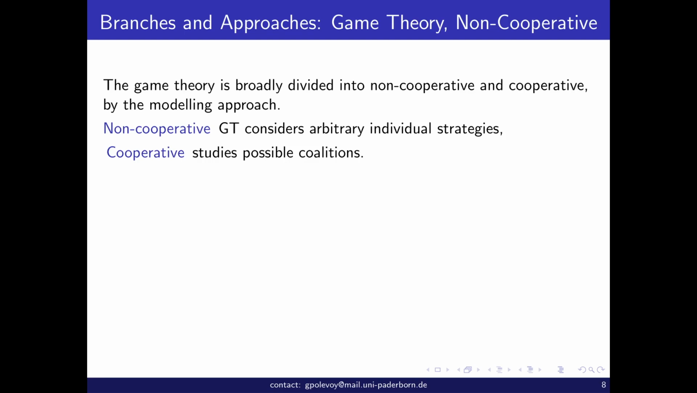Now, cooperative game theory, on the other hand, studies possible coalitions. So it's not like a player chooses a strategy. No, a player chooses which coalition he or she joins, for example. So you already model things in terms of coalitions. As we can guess, that's something related to political and sometimes business capital. So we are not going to deal with cooperative game theory much. Mostly we are going to talk about non-cooperative game theory.